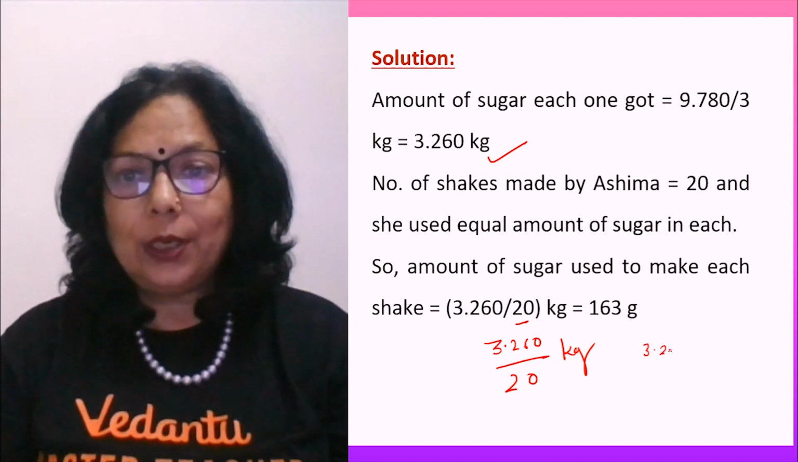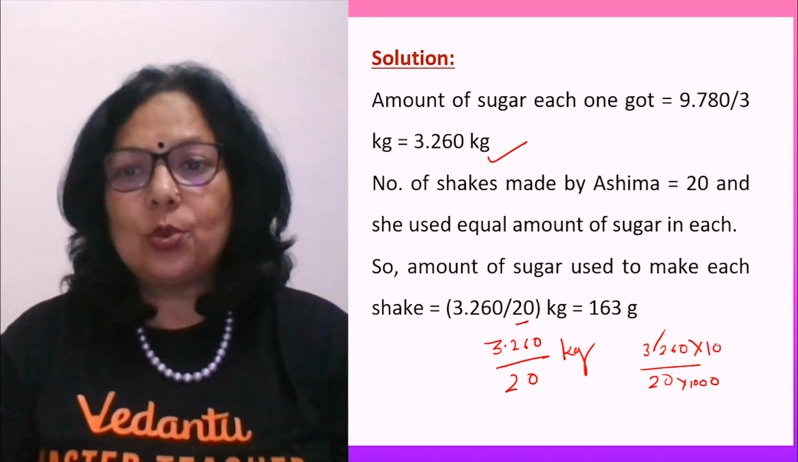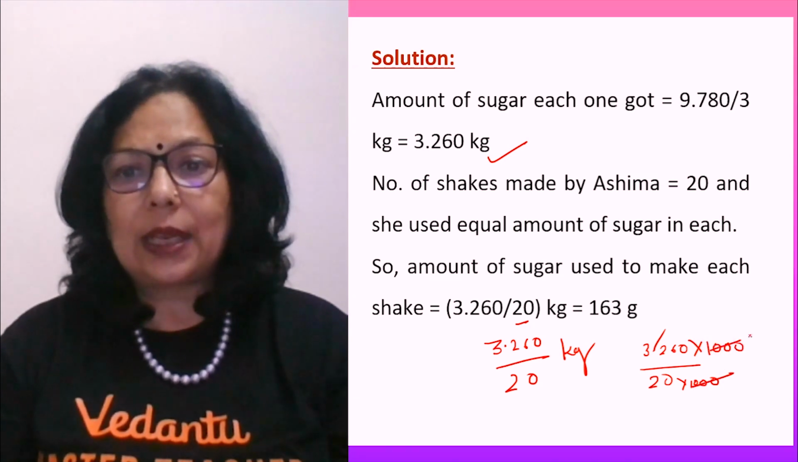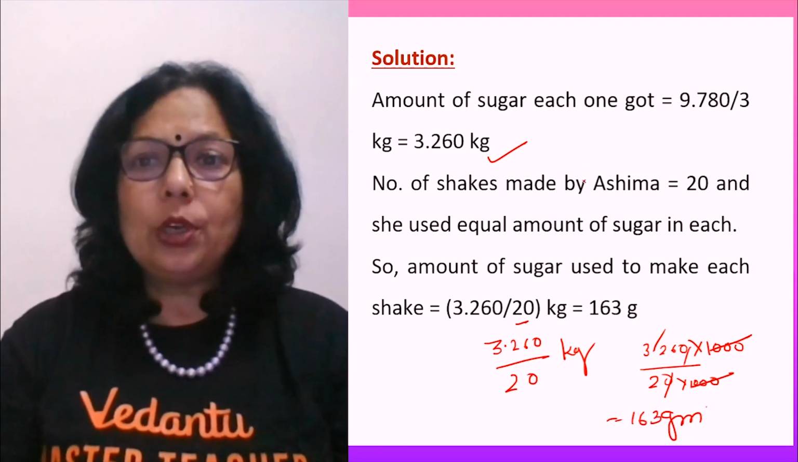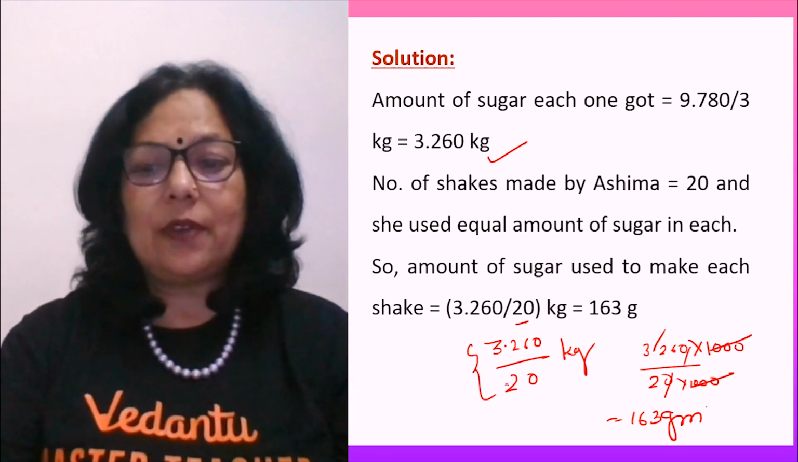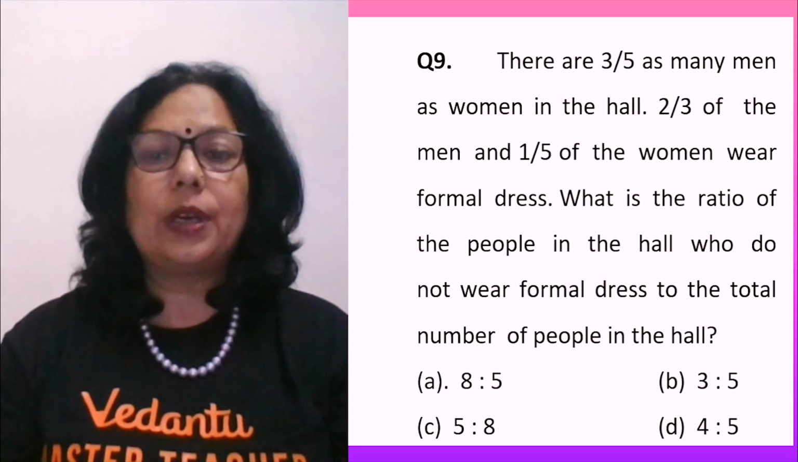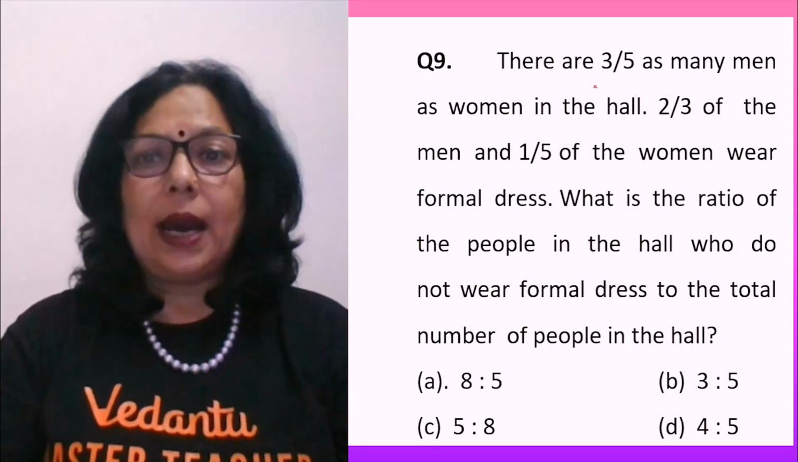So 3.260 upon 20. When you remove this decimal, you get 3 zeros. And to change kg into grams, also you write 3 zeros. They get cancelled. 0 gets cancelled. This gives you 163 grams. So you could be coming correct till here, but can make a mistake when you have to change kgs into grams.